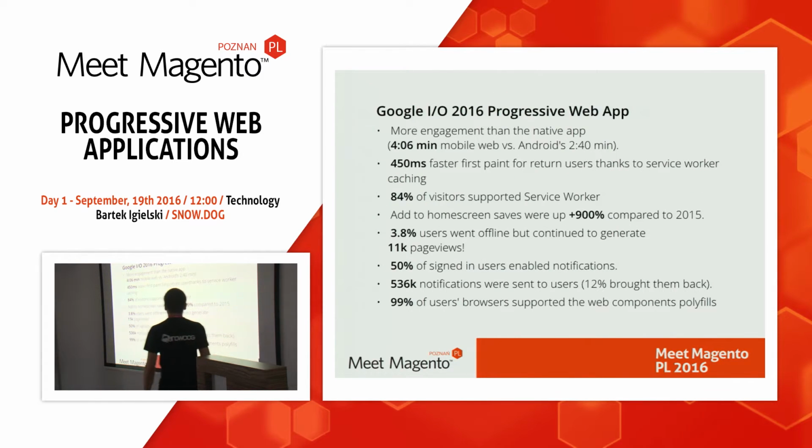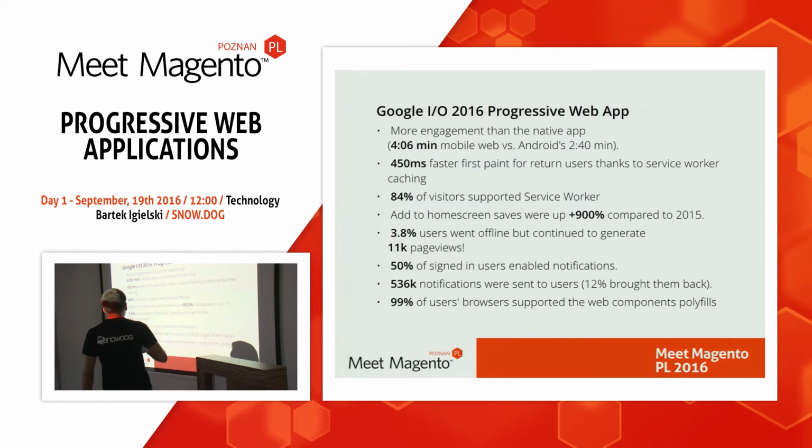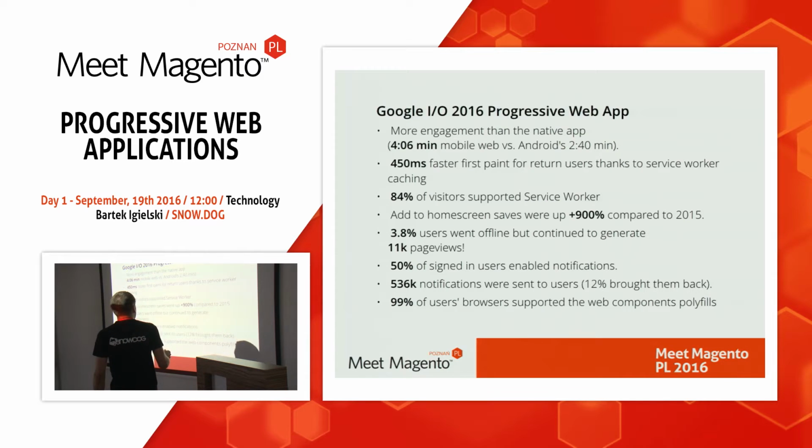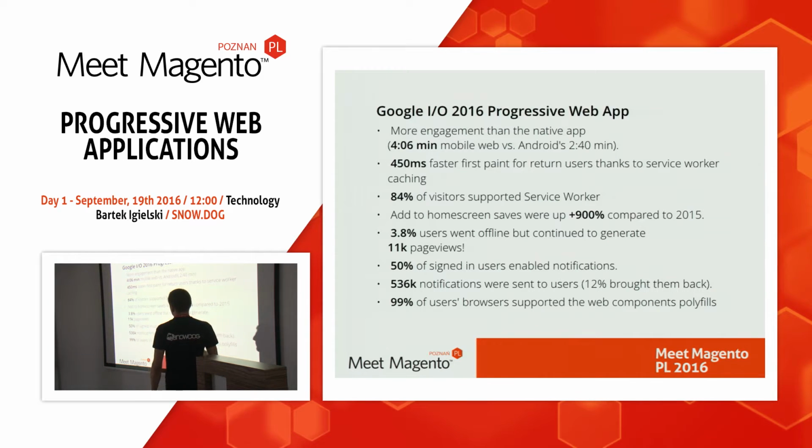And the last example will be the Google I/O progressive web application. So probably the most complex solution. We can see that they almost doubled the time spent on the mobile web compared to the Android native application. They improved the first page load time by almost half a second.